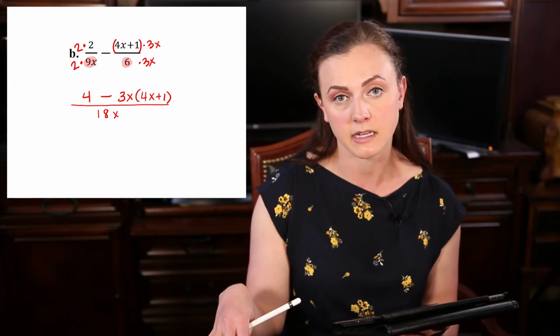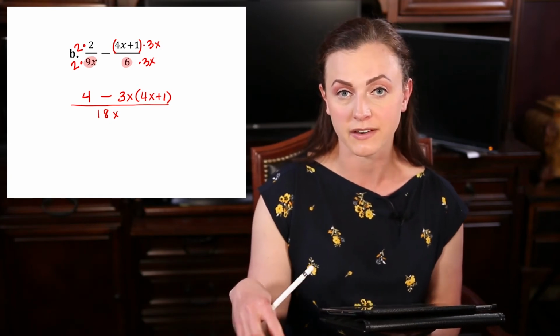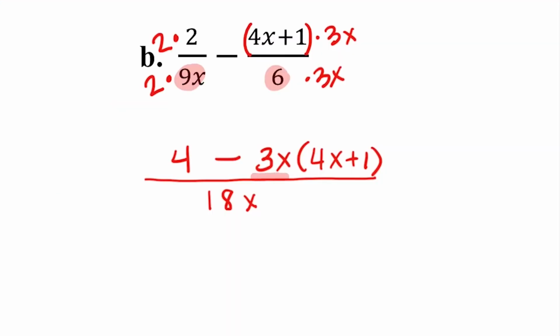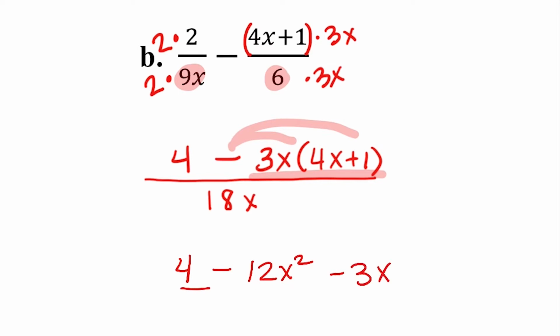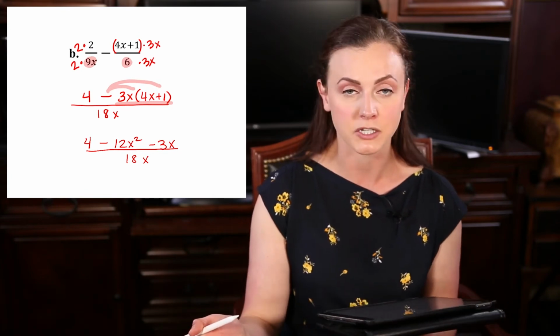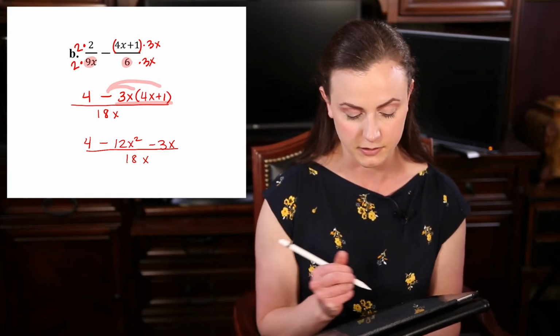The biggest mistake I see in class is that students forget to distribute the negative. And so if you write it this way, not having actually done that multiplication yet, it's easier to see that that negative needs to be distributed in. So on the top, we'll have 4, and then minus 3x times 4x is 12x squared. And then we would have negative 3x times 1, which is negative 3x, and that's all over 18x. On the top, you would combine terms if they were like terms, but in this case, we don't have any like terms, so this is our answer.